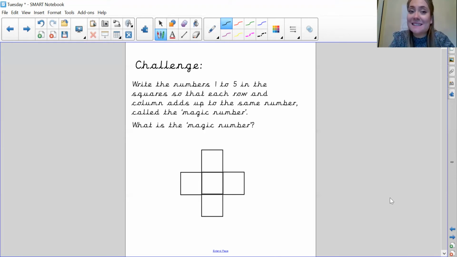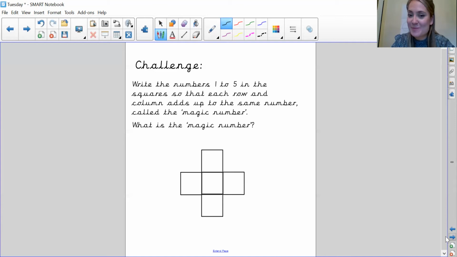If you finish all that and you think it's easy peasy, you can have a go at my challenge. Now you have to listen very carefully to the instructions. Write the numbers 1 to 5 in the squares so that each row and each column add up to the same number, called the magic number. What is the magic number? So I'm going to read it again. Write the numbers 1 to 5 in the squares so that each row going across and each column going down adds up to the same number. And this is called the magic number. What is your magic number? See if you can have a go.